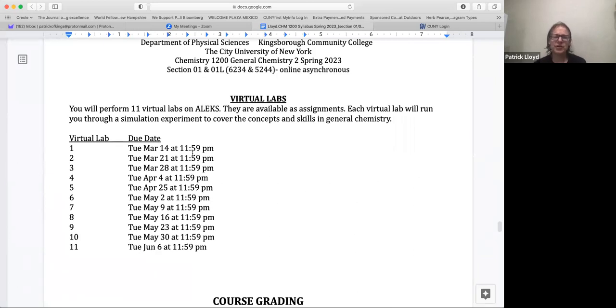For the laboratories, it's not really separate. There's 11 what are called virtual labs. These are essentially simulations that run you through the kind of concepts that we deal with in the laboratory for general chemistry. And they're more frequent than the exams or the objectives. These are every week. You're going to do 11 of them, so they're more frequent.